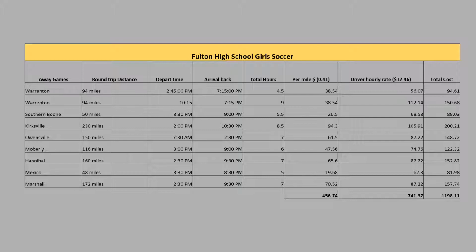And then the arrival time, I estimated when the game would be done, and then just added that with how long it took them to get home to come up with the estimated arrival back time. Then I was able to take those 2 numbers and figure out the total hours, which is right here. If you look at the first column here, the 2 hours and 40, they left at 2:45 p.m. They arrived back at Fulton High School at 7:15 p.m., which came to a total of 4.5 hours for that trip.